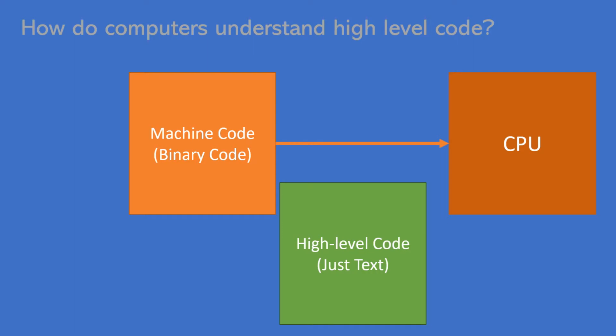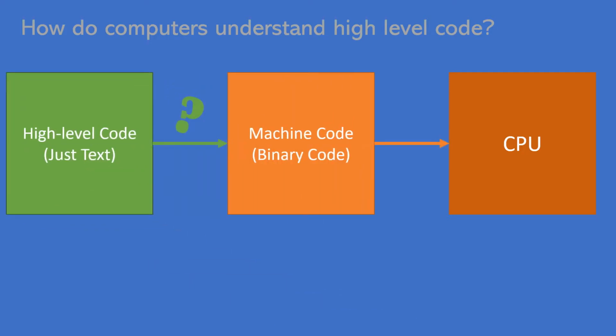When we start writing code, you have to understand that the code we're writing is just text. There's nothing fancy about it. You could write a whole program in Notepad if you wanted. So, how do we go from this text to actual binary code that the computer can understand and run?